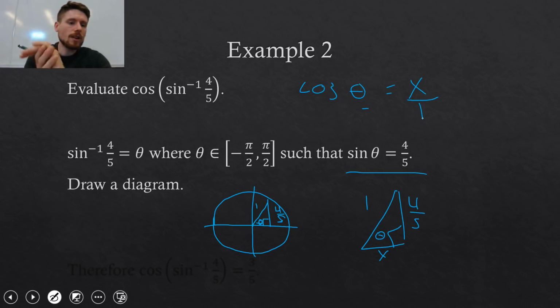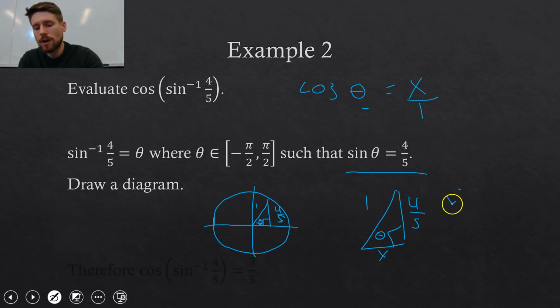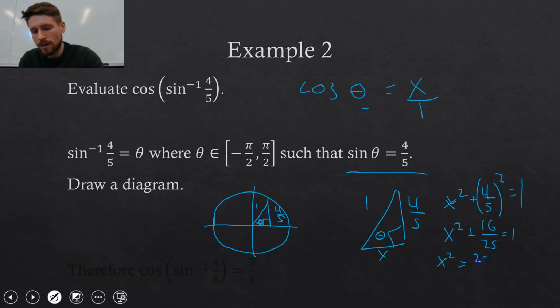We could also scale the triangle up. This is a simple triangle we've seen. You've probably seen in the past the 3, 4, 5 right triangle. But I'll just use it as the triangle we see here with 1 and 4/5 as their sides. So we have x squared plus 4 over 5 squared equals 1. And so this is x squared plus 16 over 25 equals 1. And so x squared equals 25 minus 16 over 25, which is 9 over 25.